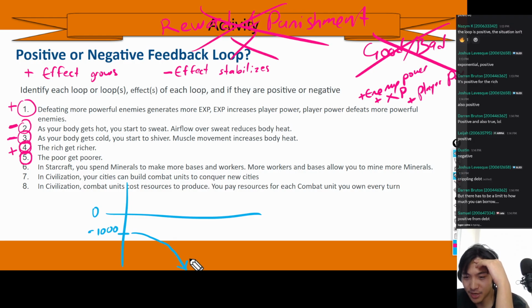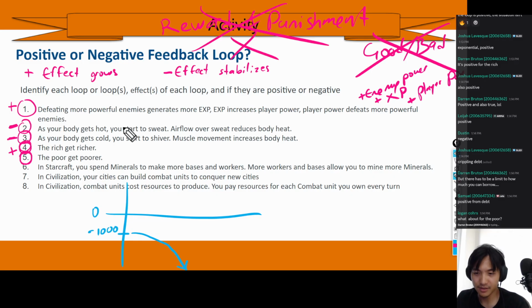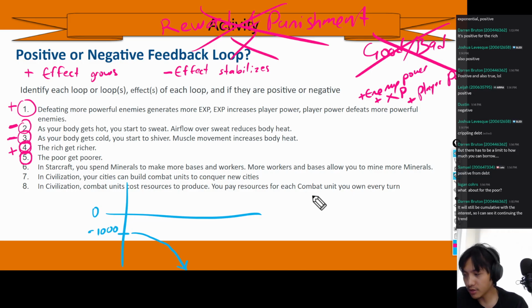There has to be a limit to how much you can borrow. Oh yeah, but there's no limit to how much interest you can get charged. There actually is, but let's talk about this as a game mechanic or just in general a dynamic, right? Up to a point, you can definitely until bankruptcy, basically. Yeah, so it is actually a positive feedback loop because the signal is growing.